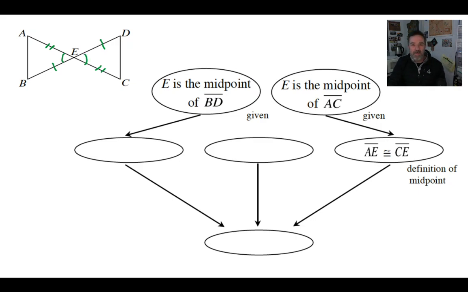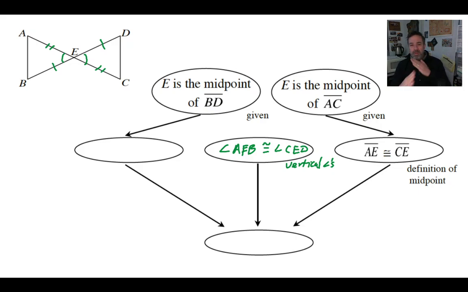And remember, at vertex E, there's a lot of angles hanging out there, so we have to use the correct names for them. So we could say, for example, angle AEB is congruent to angle CED. And the reason why is they're vertical angles.